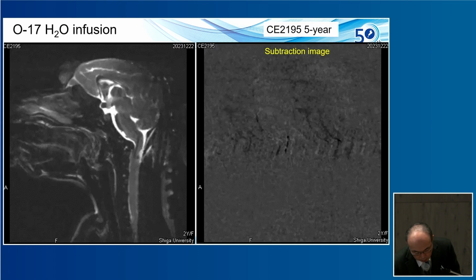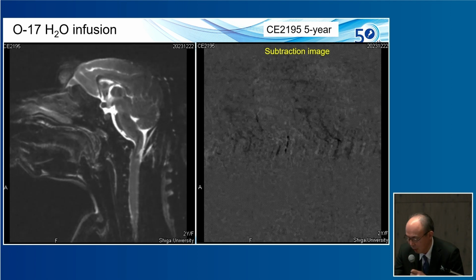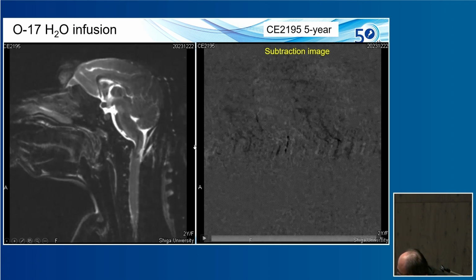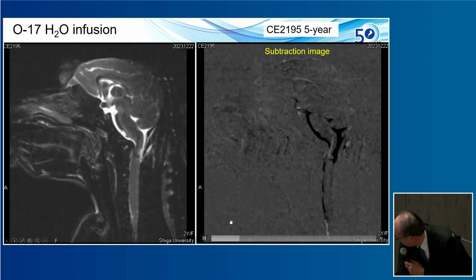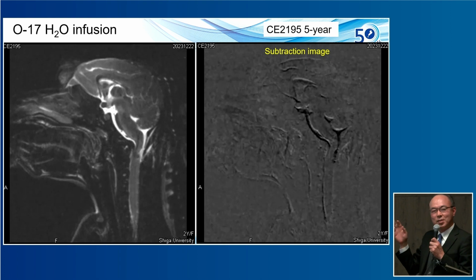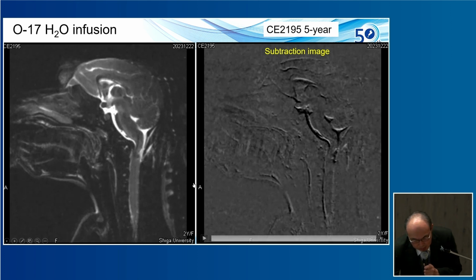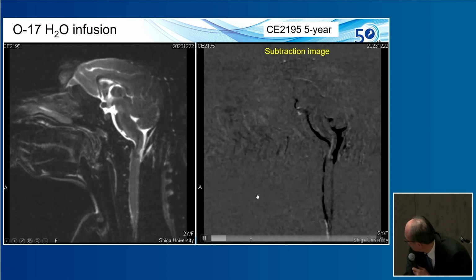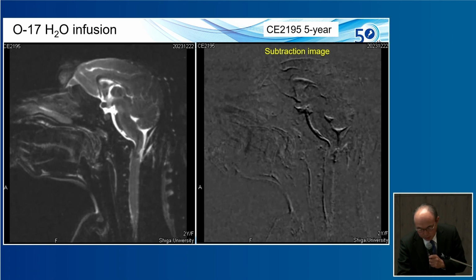This is the image of the O-17 water infusion. There is only a signal change here. You can also see the signal develop in the cervical spine, and I think it does not go upward to the brain. This is a subtraction image. The monkey moves, so the subtraction image is not very beautiful, but the CSF signal decreases, while I think the brain shows no signal change.